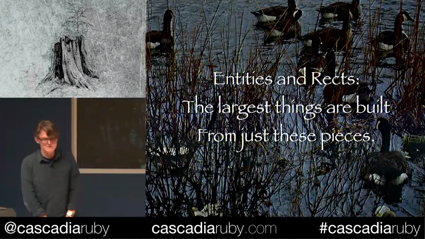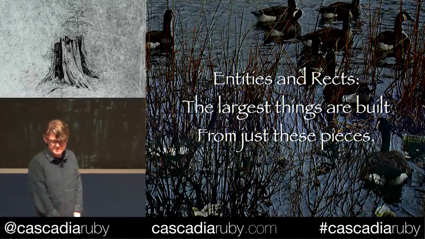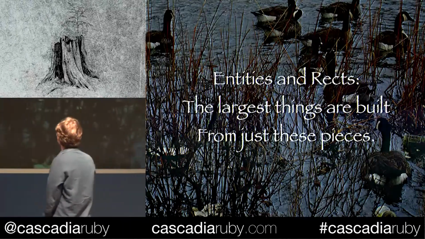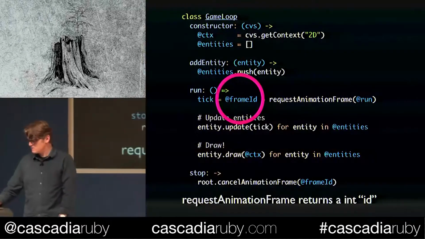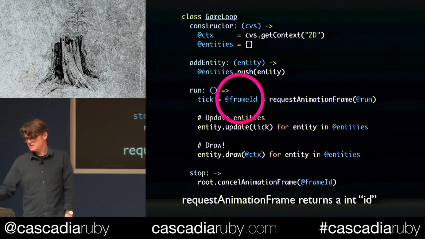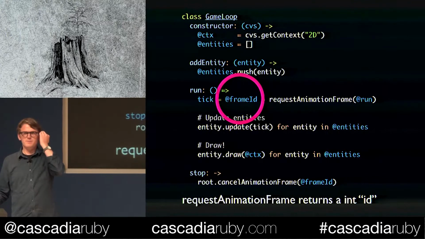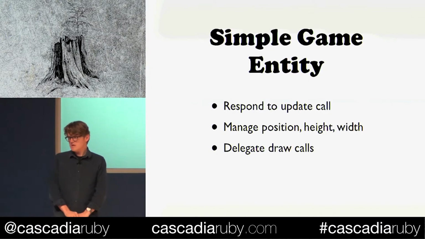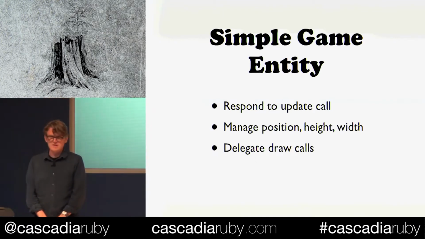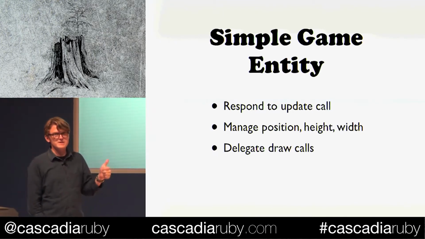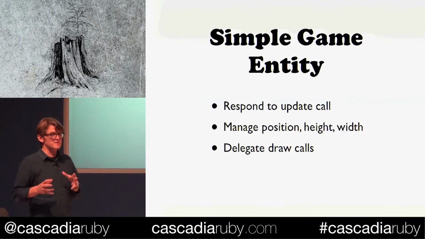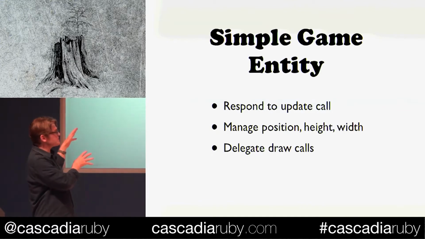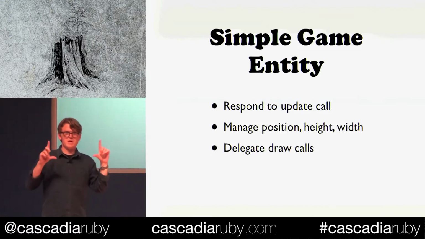So entities and rects. The largest things are built from just these pieces. Entities and rects are the things that I'm talking about using in this game loop, and these are the things that I'm going to animate to the screen. So a simple game entity does the following. It responds to the update call. You saw in the loop, all the entities get update called on them. So if I want to move something, this is where it happens. Respond to that call, and you can manage position, height, width, whatever, because I want to keep track of what this thing is on the screen.